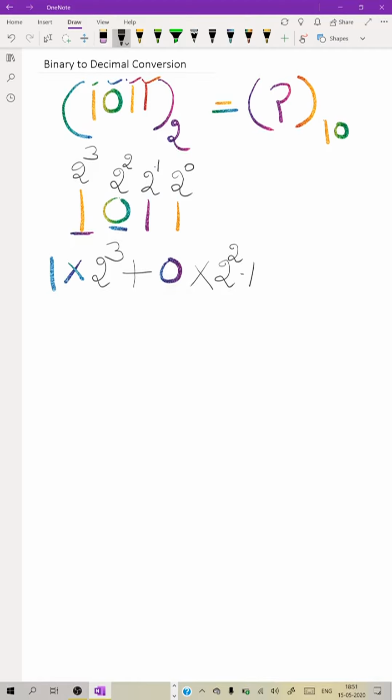Then again write down a plus symbol here. After the plus symbol, now you write down this 1 here, and multiply with 2 raised to power 1. After this you again add a plus symbol, and now you write this 1 multiplied with 2 raised to power 0. Now start calculating from this side.